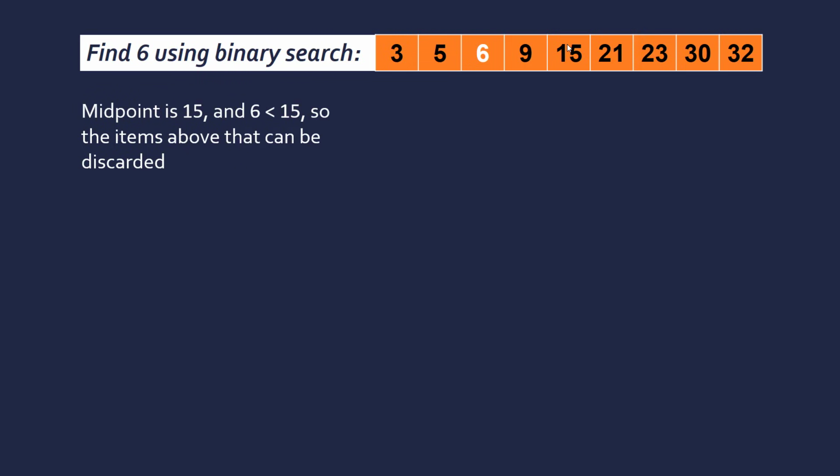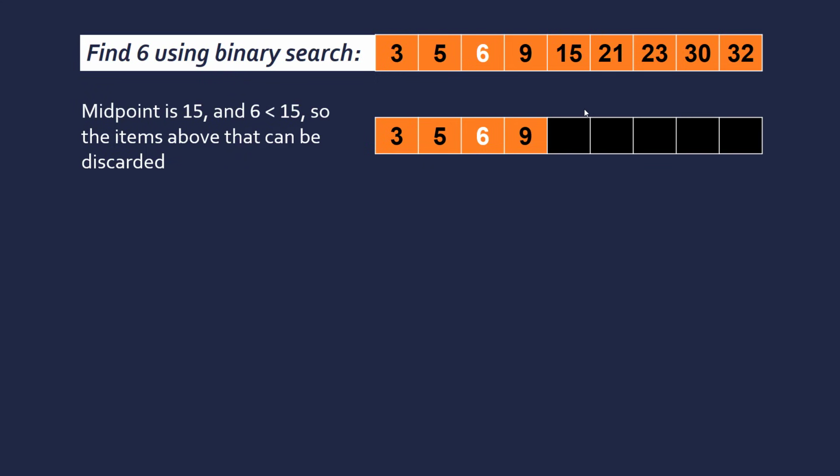What we do is compare our target element to our midpoint. And 6 is less than 15, so we can automatically get rid of 15 and the other side. We know that it's ordered, so this side cannot have the item in it, because all of these are going to be much larger than, or just larger than, 6. So we've automatically got rid of half of our list, which is perfect. We've already got rid of most of it. And we then repeat this process.